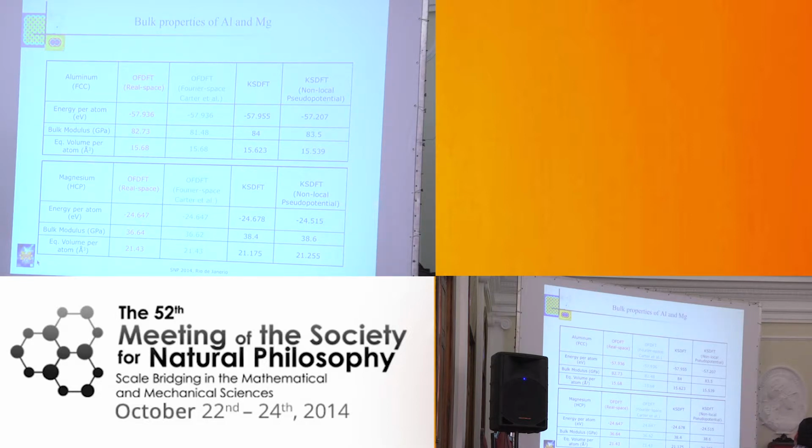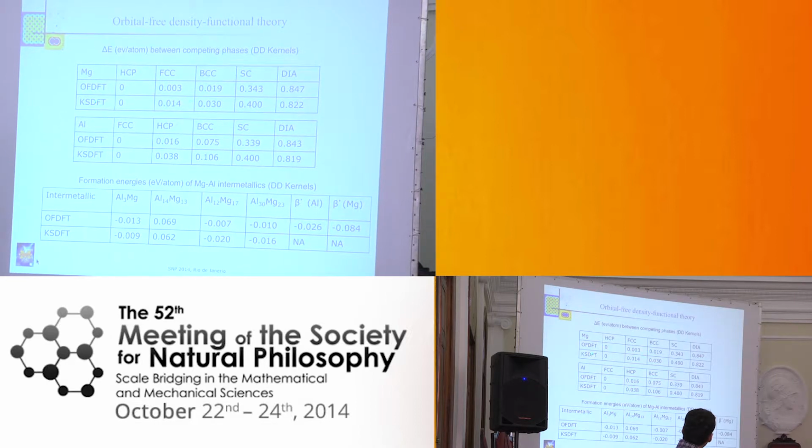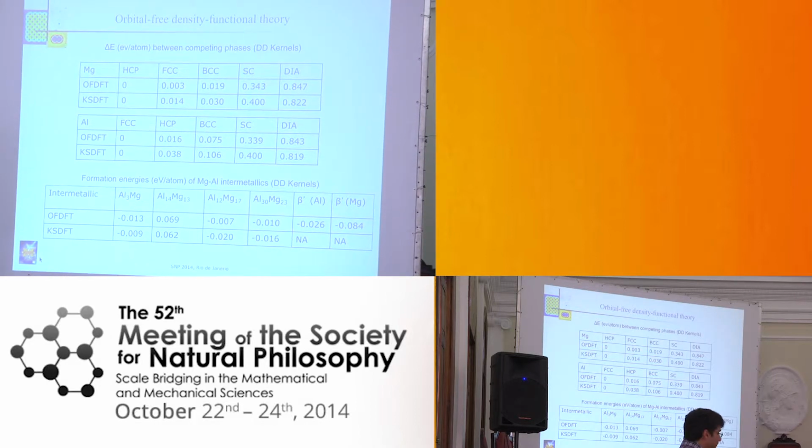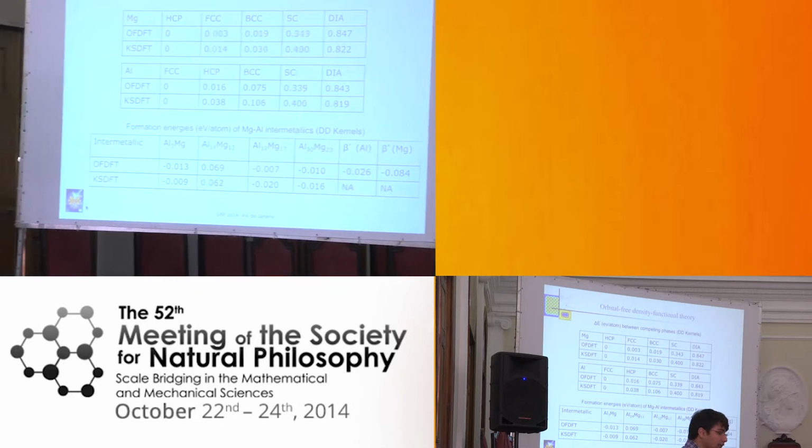Okay, so then we did a more stringent test, which is trying to compute the phase stability of various phases in aluminum and magnesium. Here I'm showing for magnesium and aluminum what is the most stable phase and what is the energy of other stable phases with respect to the most stable phase. In the case of magnesium, HCP is the most stable phase, FCC is next, BCC is next, simple cubic is next, and diamond is the next. So that's the order in which it is. And as you can see, we capture the order correctly in orbital free DFT in comparison to the reference calculations of Kohn-Sham DFT, as well as quantitatively we are fairly close.